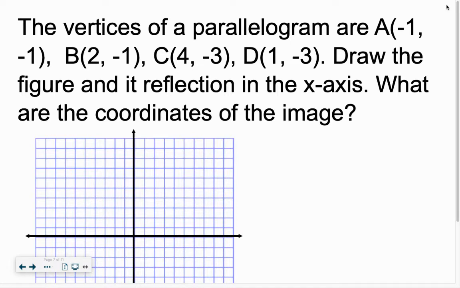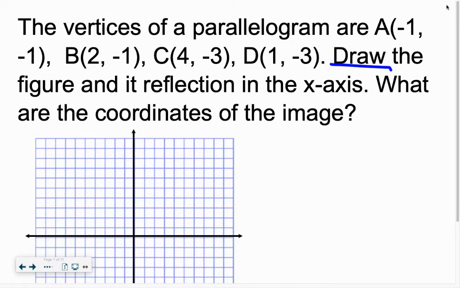The vertices of parallelogram ABCD are A(-1, -1), B(2, -1), C(4, -3), and D(1, -3). Draw the figure and its reflection. What are the coordinates of the image? Step 1 says to draw the figure. So we're going to draw that on in.